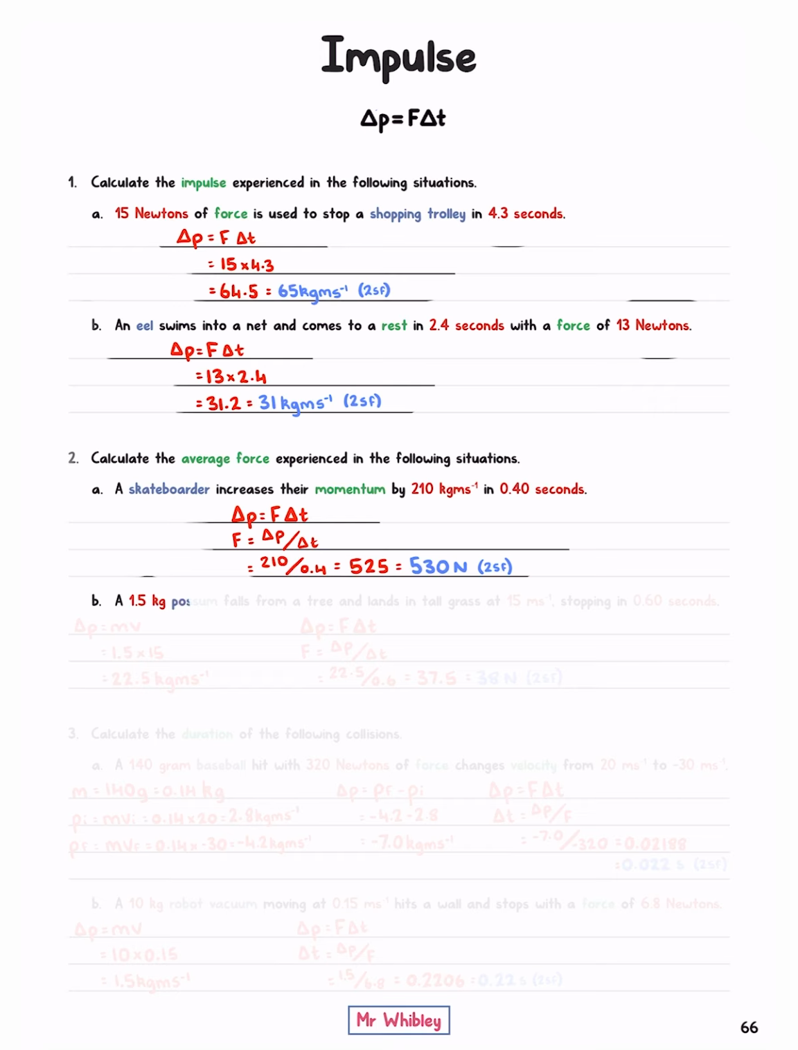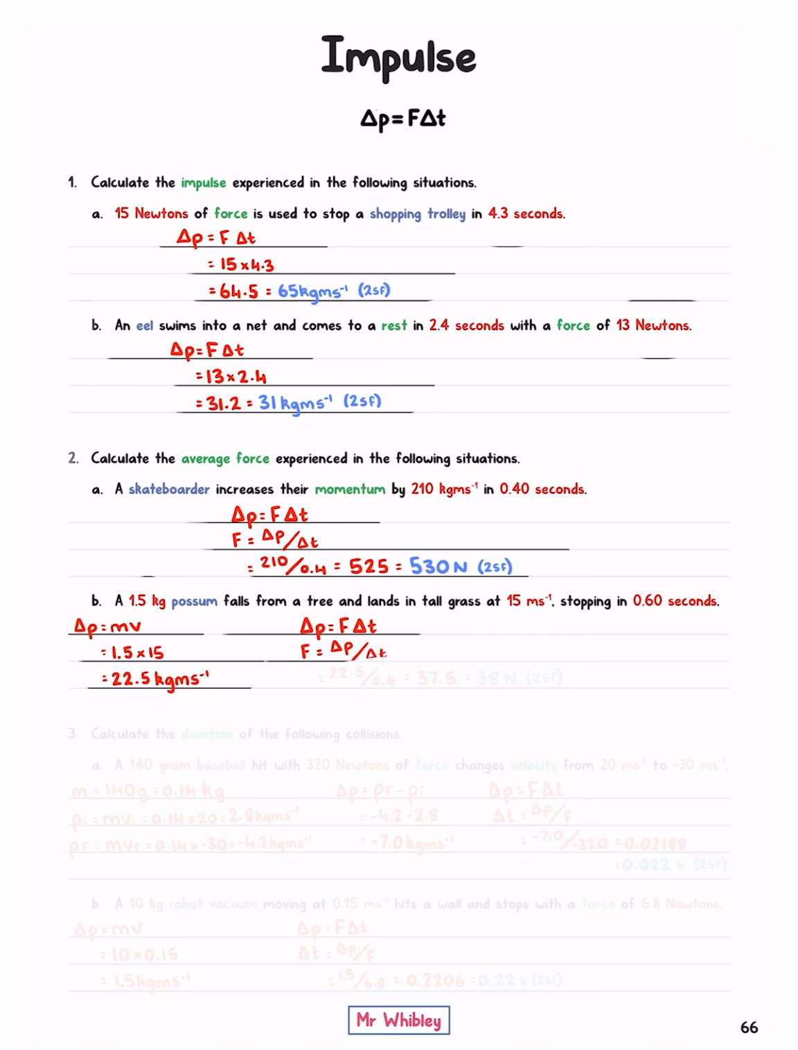A 1.5 kilogram possum falls from a tree and lands in tall grass at 15 meters per second, stopping in 0.60 seconds. To find the change in momentum, this is the mass of the possum multiplied by the velocity it had when it hit the grass. Putting in these numbers gives me 22.5 kilogram meters per second. And now we can use our impulse equation, solve for force by dividing both sides by time, putting in our change in momentum and our time, gives me 37.5 or 38 newtons to two significant figures.